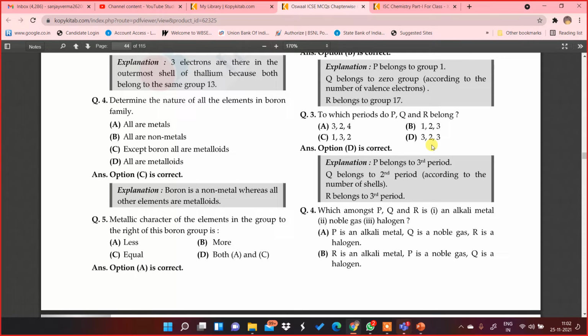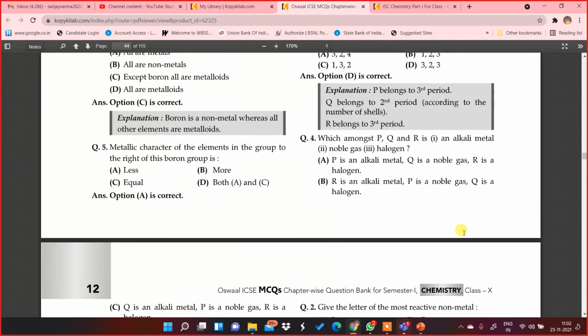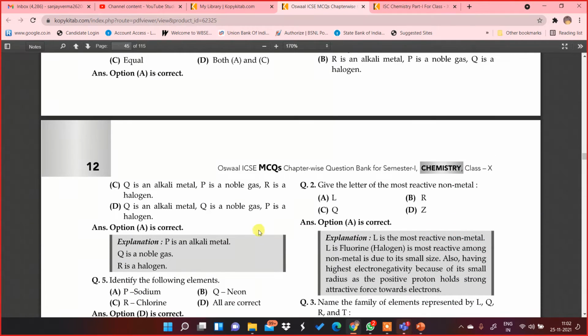Then look at question number 4. In question number 4, it is asked which among P, Q, and R is an alkali metal, noble gas, or halogen. It's easy. P is an alkali metal, Q is a noble gas, and R is a halogen. It's in order only. So option A is correct.